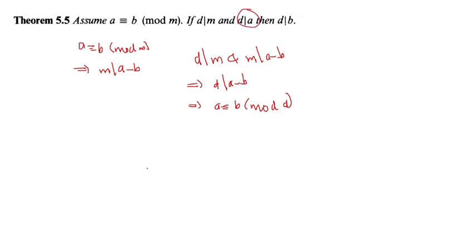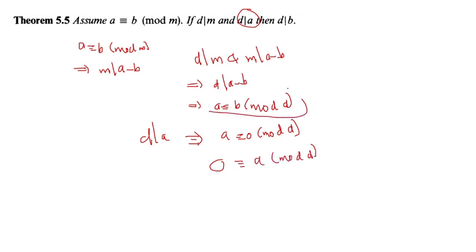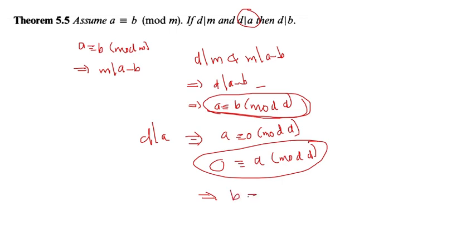Given that D divides A, D divides A implies A is congruent to 0 mod D. Or we can say that 0 is congruent to A mod D, and A is congruent to B mod D. Apart from these two conditions of congruence, we can say that B is congruent to 0 mod D by the transitive property of congruence. That means D divides B.